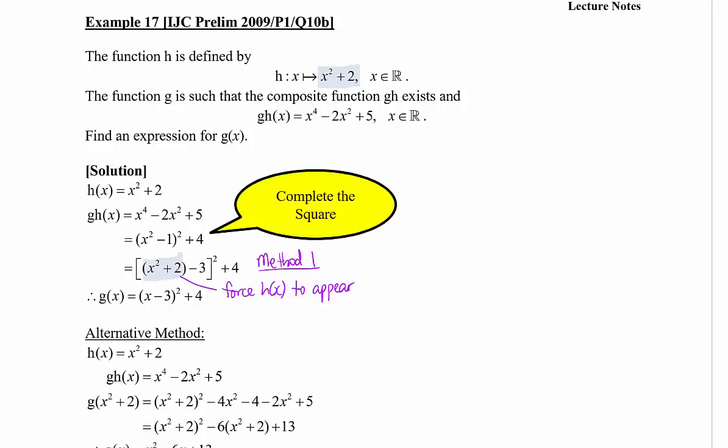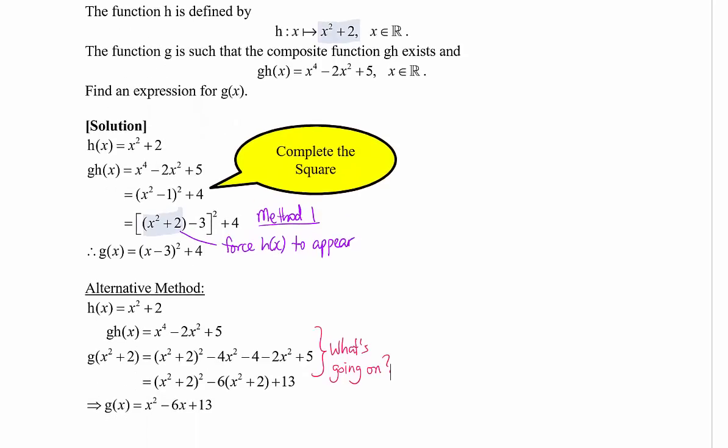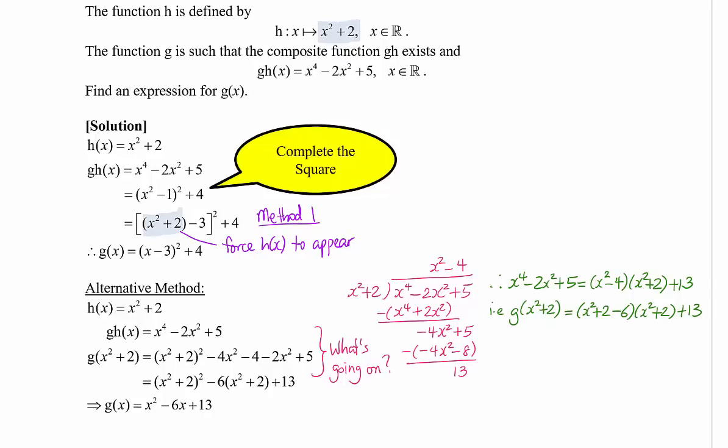Even the alternative method might make you wonder, what's going on? And many of you might be scratching your heads here. Since these are polynomials, let me write down the alternative method in another way. In this way, you will realize that this is actually a form of long division.